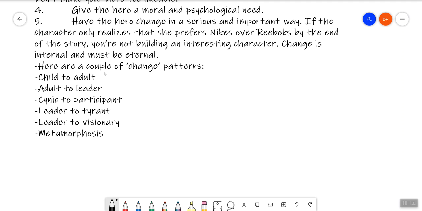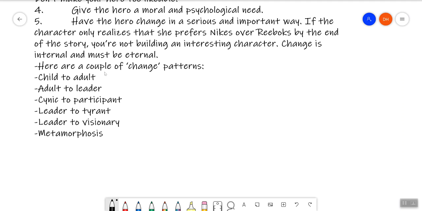It could be adult to leader, right? Somebody realizes some hidden characteristic inside of them. If we think of a good example of this that you might have seen, Rick Grimes in The Walking Dead. He goes from adult, you know, he's a father and a cop, but he becomes a leader in a way that he wasn't before. And that changes him, right? Because he all of a sudden has this gigantic responsibility on him that extends past his immediate family. He is called upon to lead these people, etc.